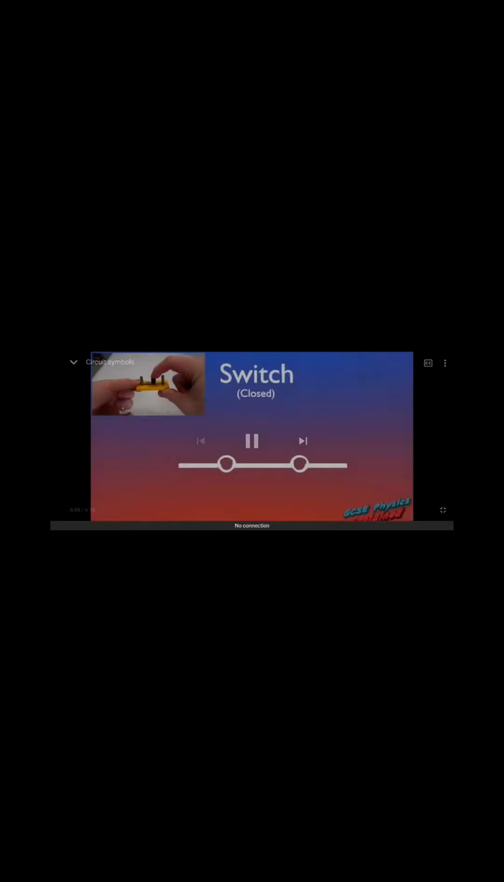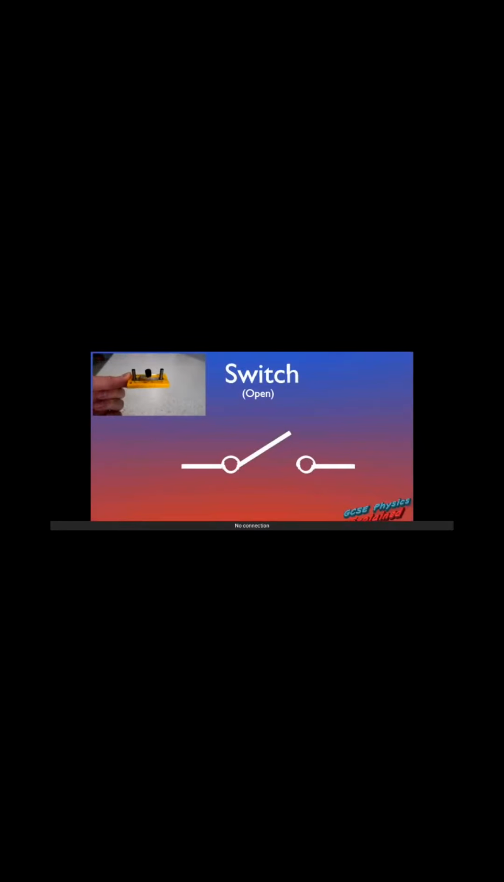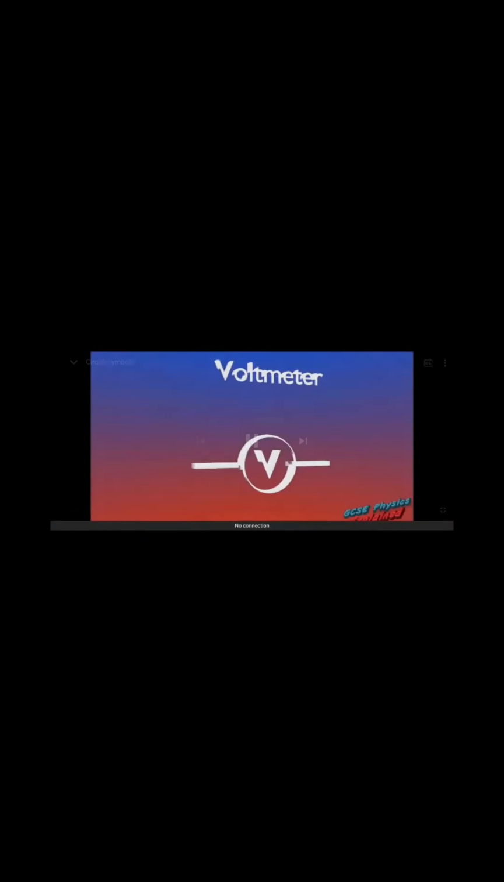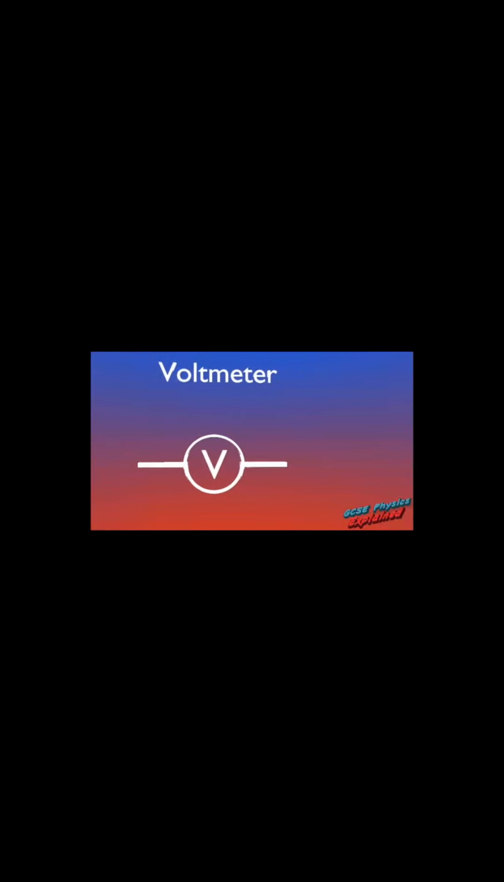This is the closed switch and it allows an electrical current to flow. It is an open switch which stops electrical current from flowing. This is the voltmeter. It measures voltage, sometimes called potential difference. It's just a circle with a V in it.